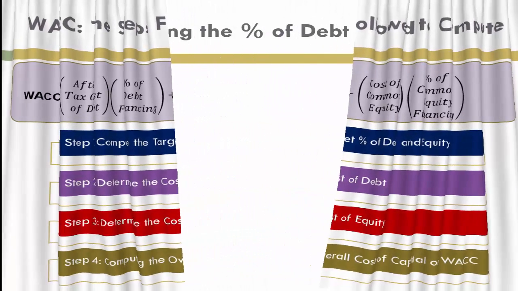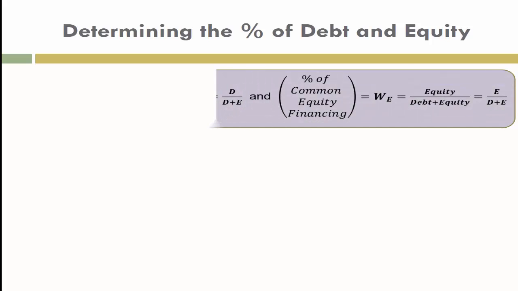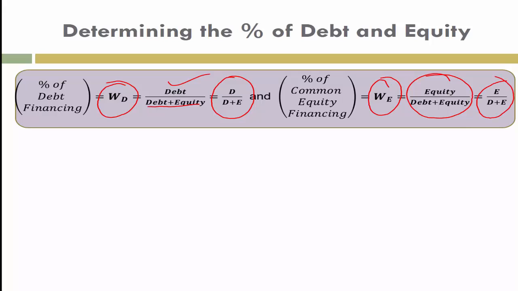So let's see how we calculate them in general. This is how we calculate the proportion of debt financing, usually denoted by WD, which is basically debt over debt plus equity, and the proportion of common equity, usually denoted by WE, which is equity over equity plus debt. In short form, that is also written as E over D plus E, and for the debt, D over D plus E. D refers to debt, E refers to equity.